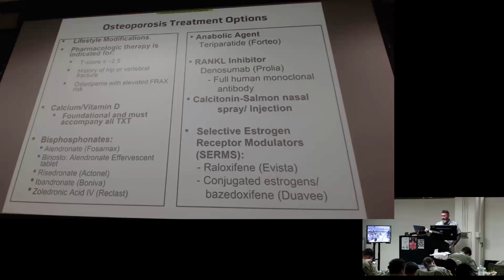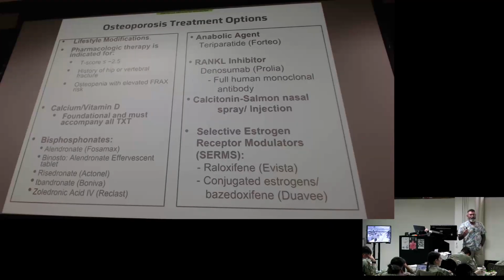Also, calcium and vitamin D, foundational for the treatment options for osteoporosis. For all of the treatment options, you have to have normal levels of calcium and vitamin D for the medications or the pharmacological agents to work in osteoporosis. So always, always, always start with getting the calcium and vitamin D to the levels they need to be at before you put on any of these medications, such as the next bullet, the bisphosphonates.